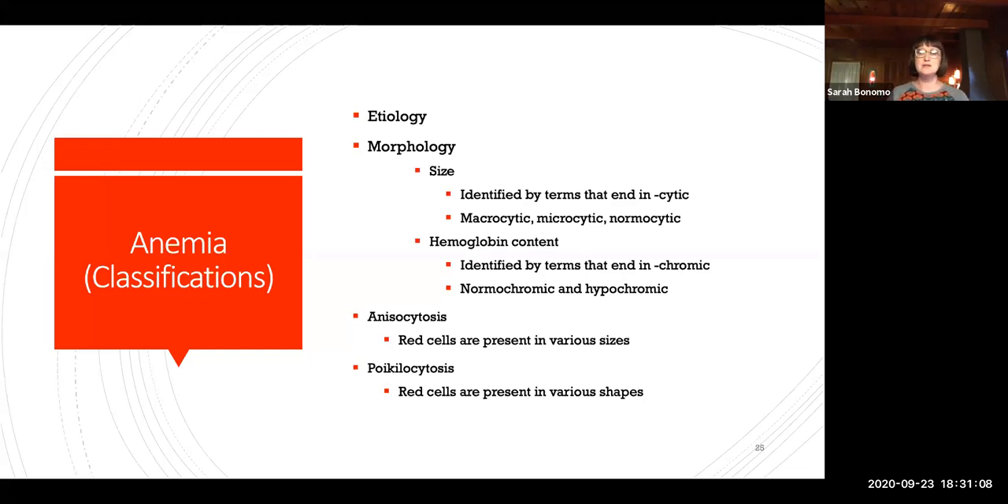So when we look at the term morphology, we're looking at what is going on. So again, if there's a problem with the size, the suffix of the word will be cytic, and you can see they're macrocytic. So that means large-sized erythrocyte. Microcytic is referring to a small-sized cell, and normocytic means it's a normal-sized cell. The same thing for hemoglobin content, ends in chromic. So if it says normochromic, it means it has a normal hemoglobin content. And if it's described as hypochromic, it has a low hemoglobin content to that cell.